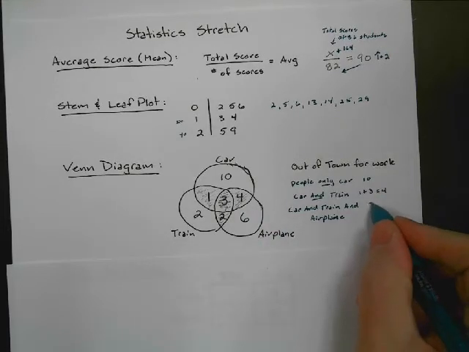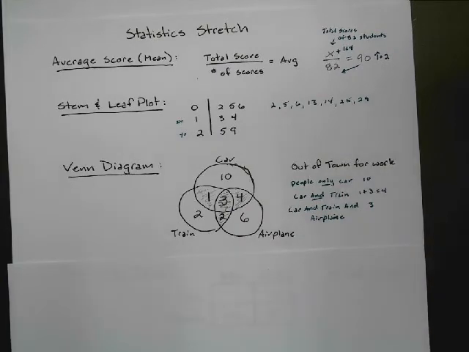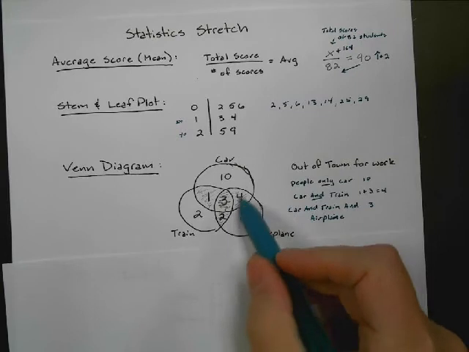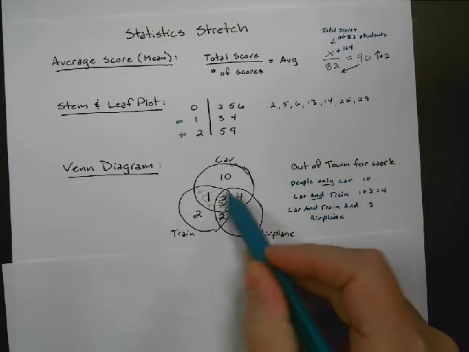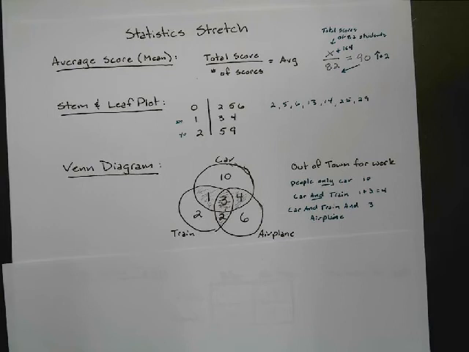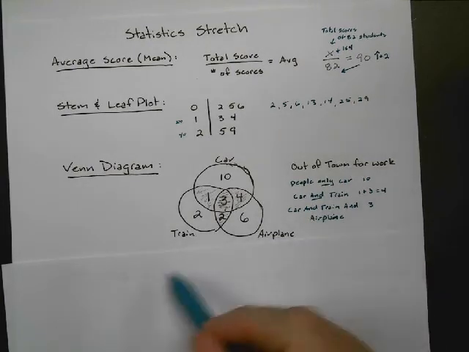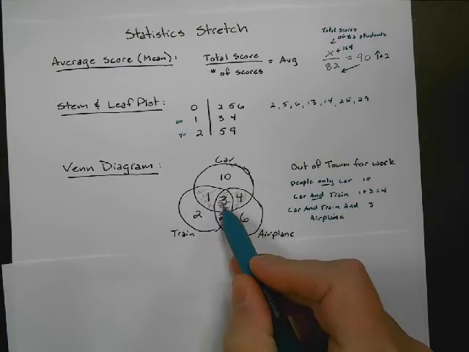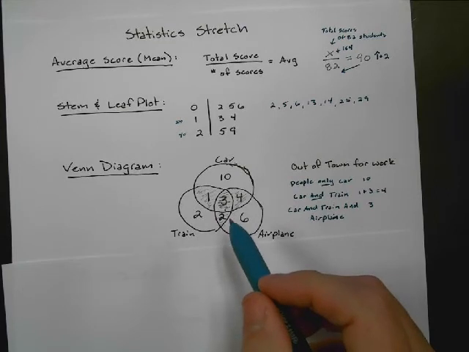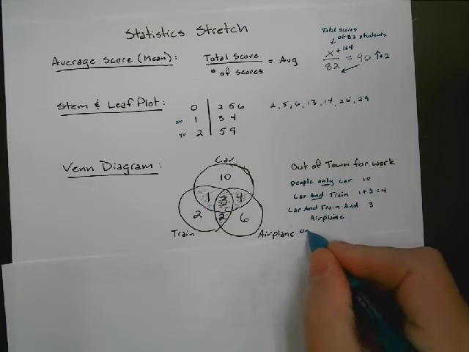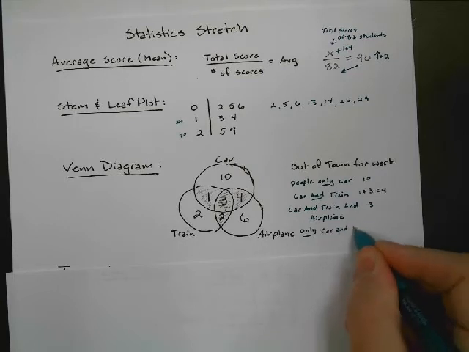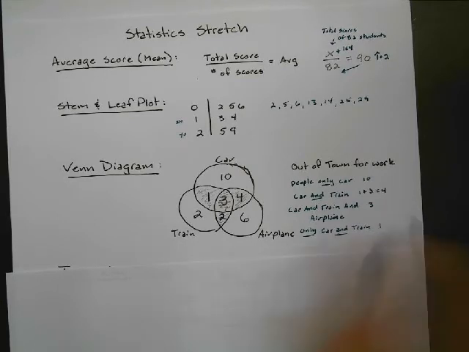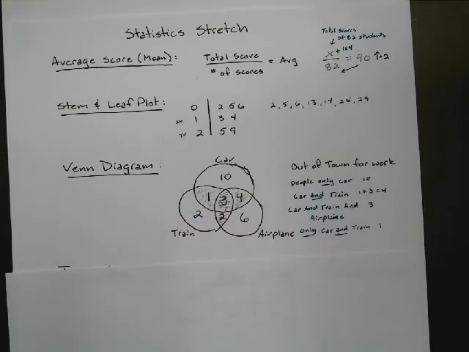So there'd be 3 people who took a car and a train and an airplane. Now, a lot of these have to do with determining your ands and your union of where everything's happening at the same time. So they might say, you have to watch out for what they're saying. Car and train, remember, is 1 and 3, but only a car and a train would be 1. So these are the people that only took a car and a train at the same time.